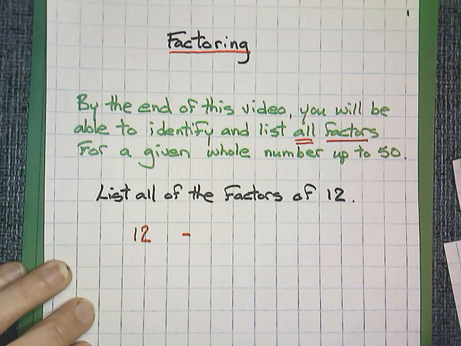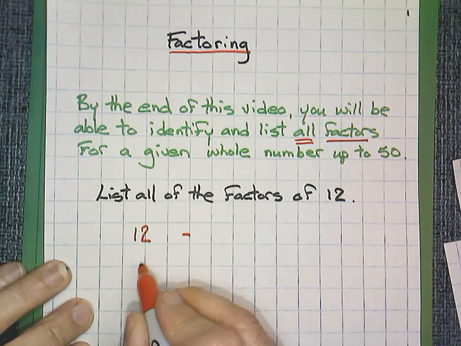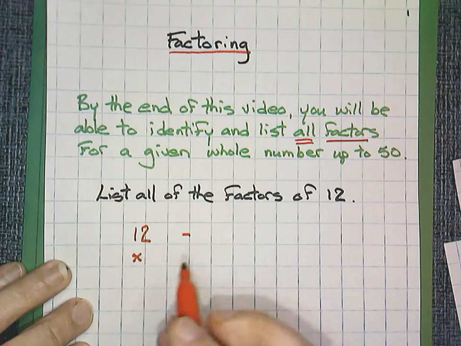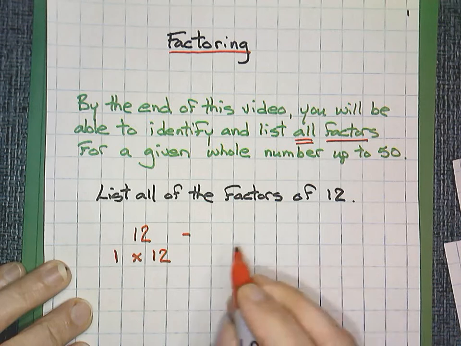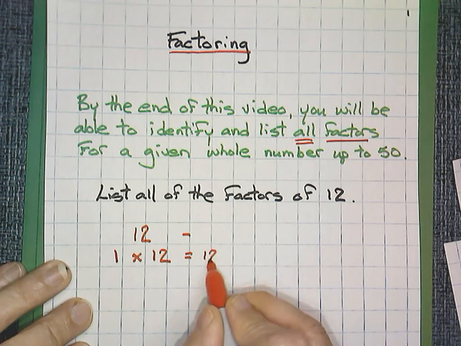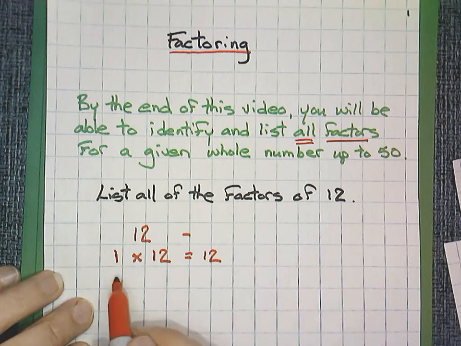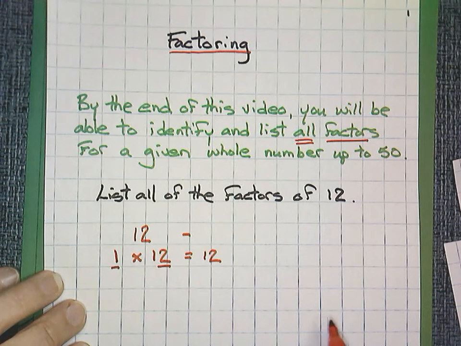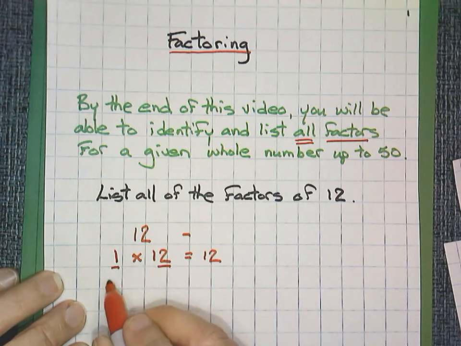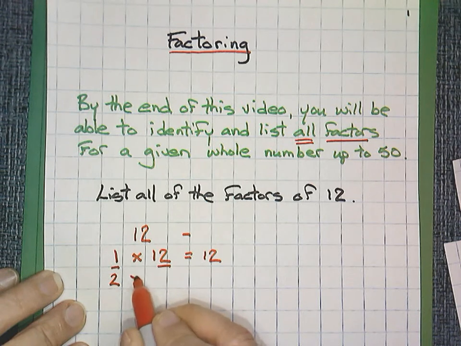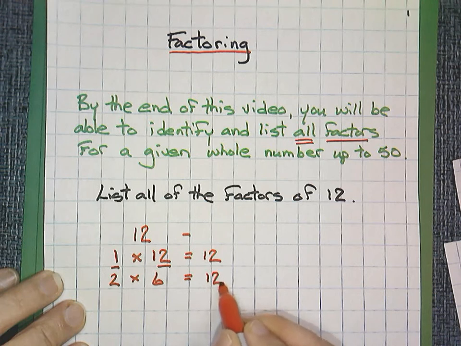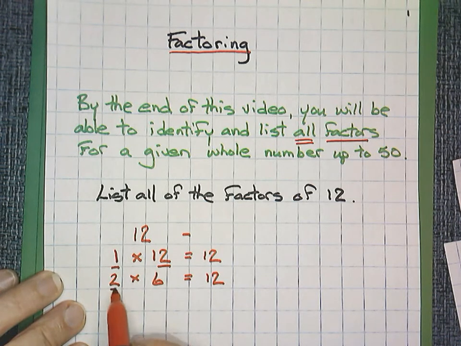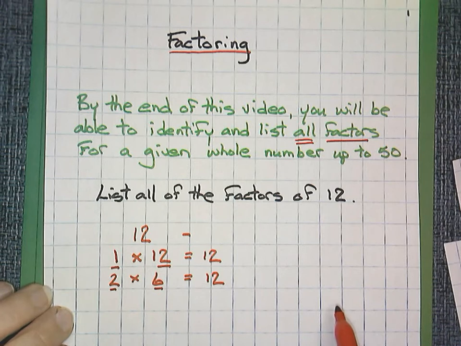Well, I know that factors are numbers when we multiply. So for example, 1 times 12 is equal to 12. Our factors would be the 1 and the 12. But I can also equal 12 if I multiply 2 times 6. So 2 and 6 are also factors.